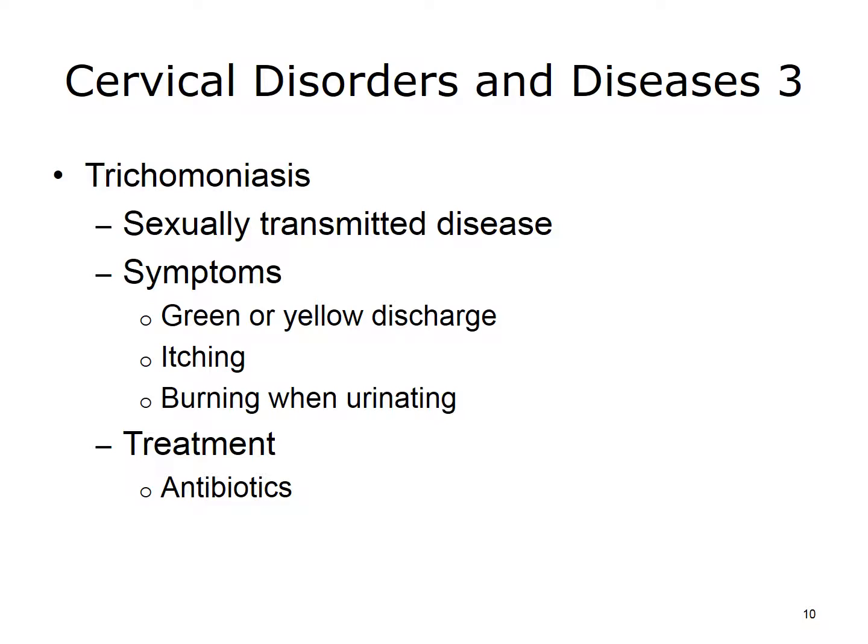Trichomoniasis is a sexually transmitted disease caused by a parasite. Symptoms include a green or yellow discharge from the vagina, itching in or near the vagina, and discomfort with urination. This disease is also treated with antibiotics.